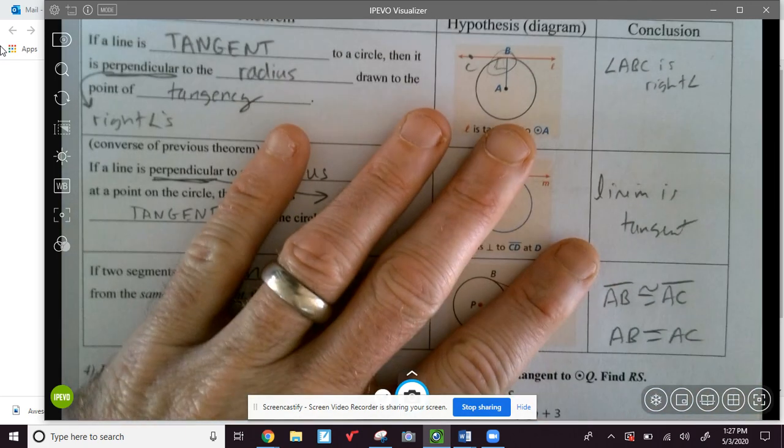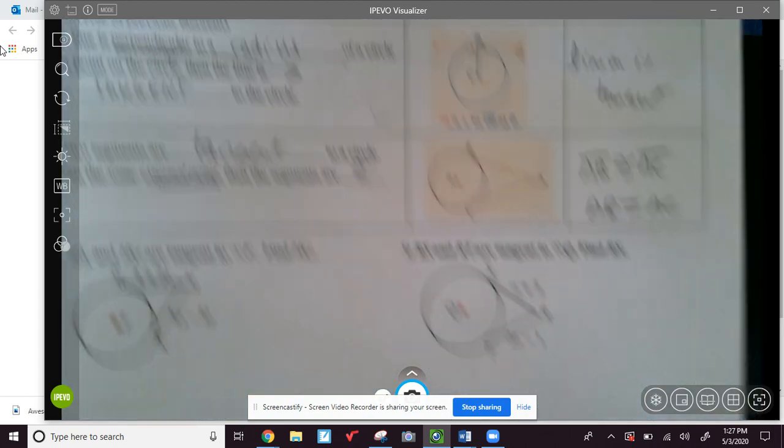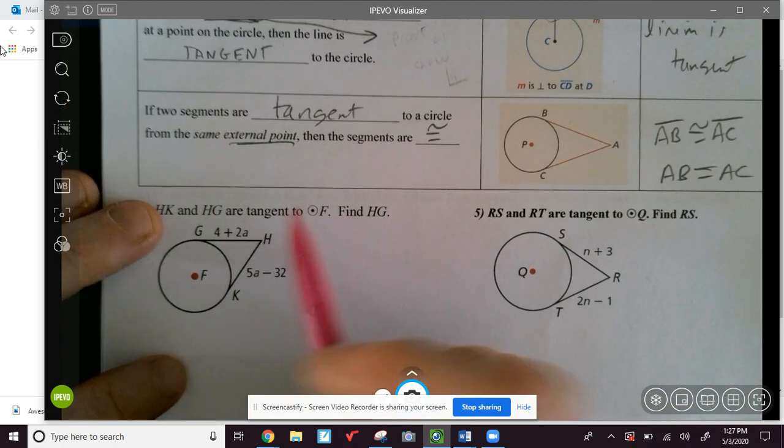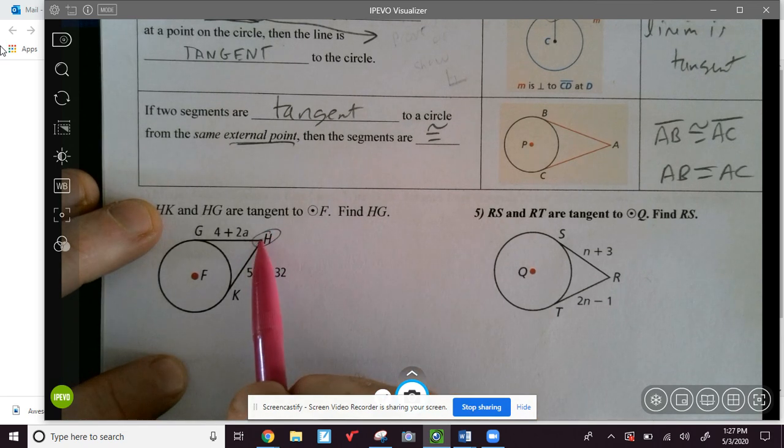No symbol for equals. All right, here we go. We got two quick ones here, pretty simple. So what I see here, I see an external point of H. I say that this is a tangent and that's a tangent. They'll be touching at K.